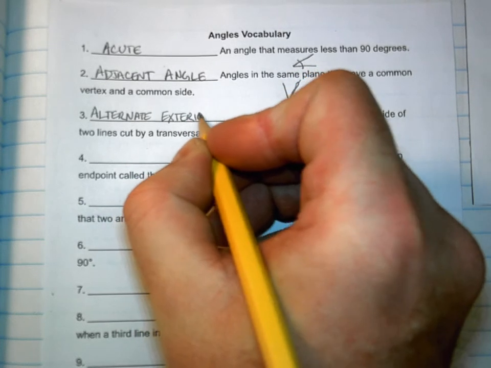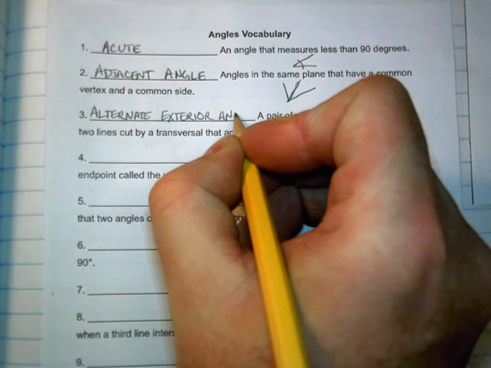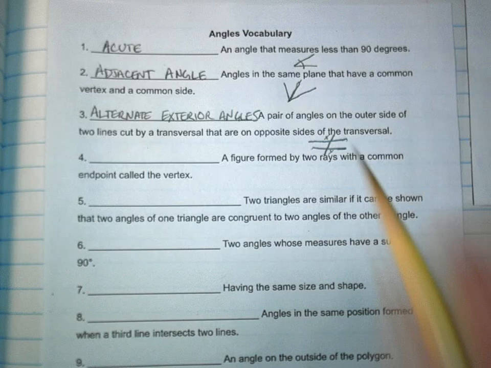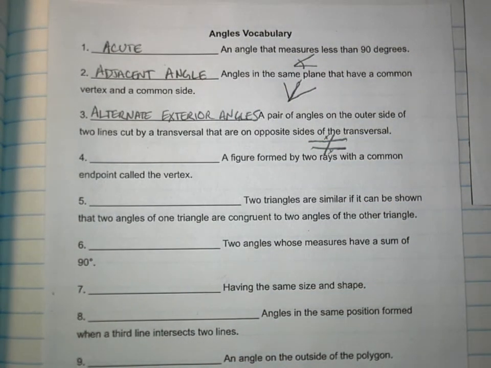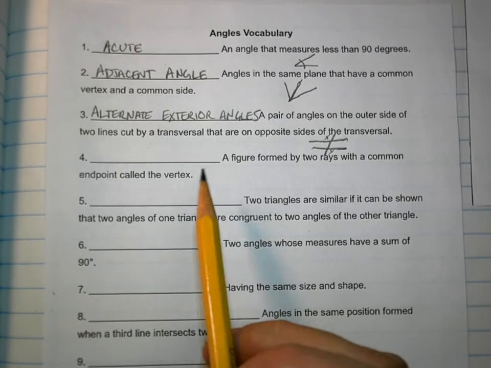That's out of my room. No, I just put it in there. I was going to say that. So alternate exterior angles are the angles on the outside of the parallel lines, each one on the opposite side of the transversal. Why is your line so much longer than ours? Yours is the same as mine. I just write small. All right.